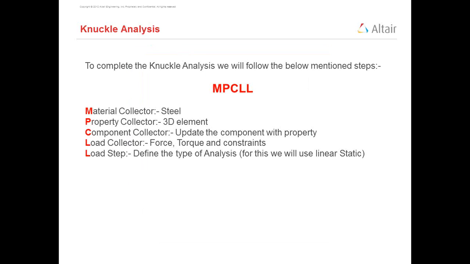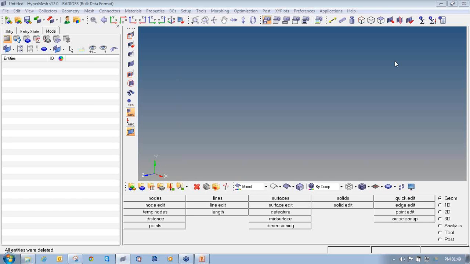We'll follow the same process as we have done earlier, that is MPCLL, where we create a material as steel, create properties for the 3D element, giving PSOLID as the card image, then update the component with proper properties. This time we are going to apply the load collectors for force, torque and constraint, and lastly we'll define the type of analysis by defining the load step. So now I'll show you how to process that.